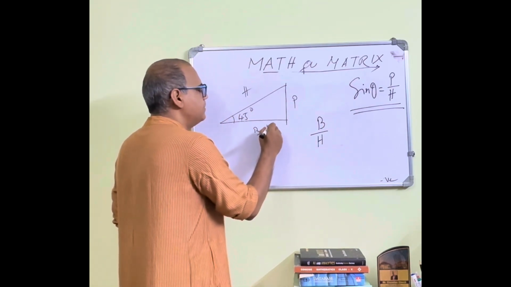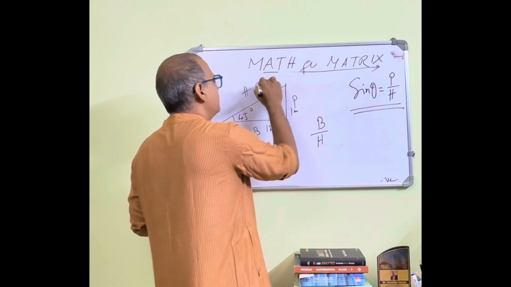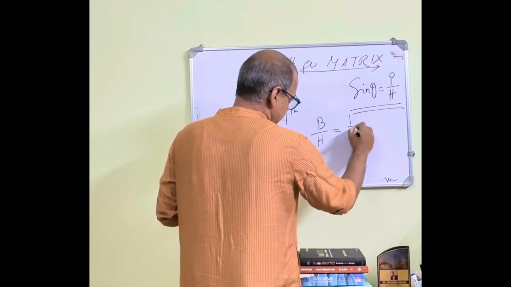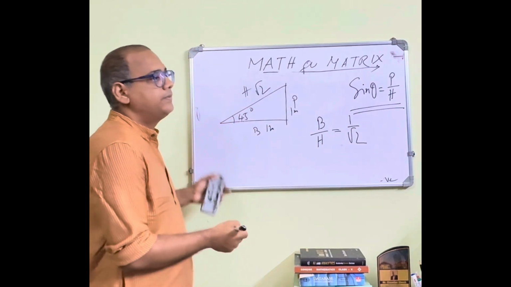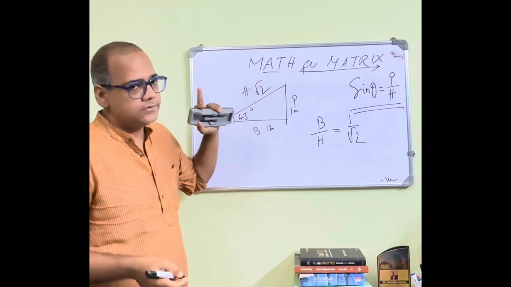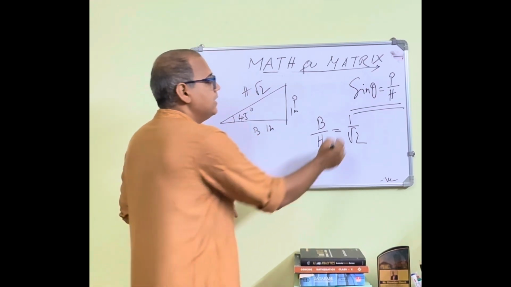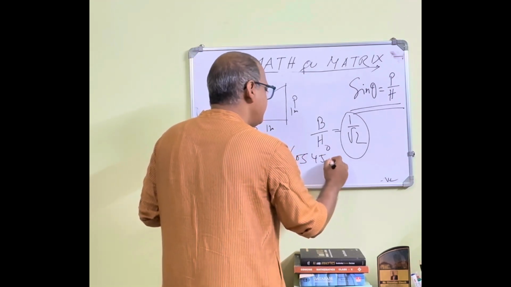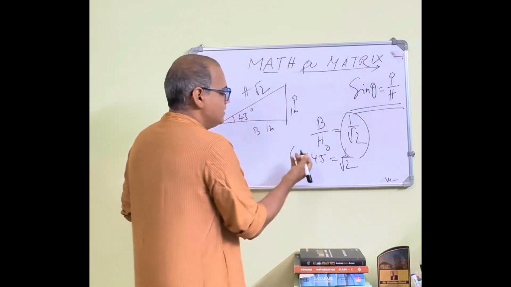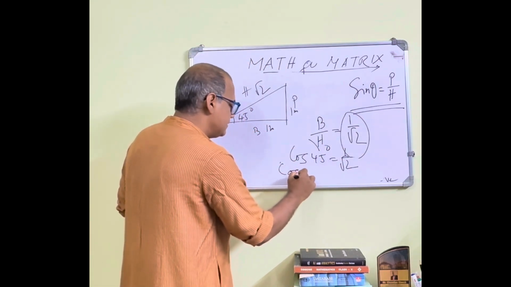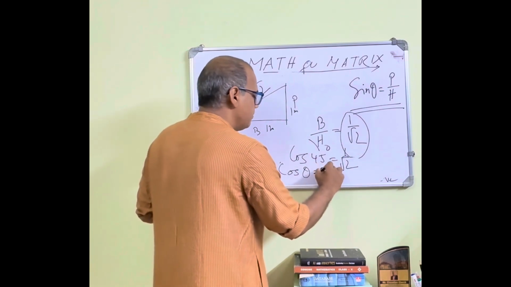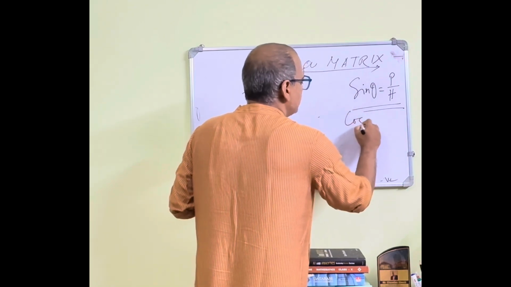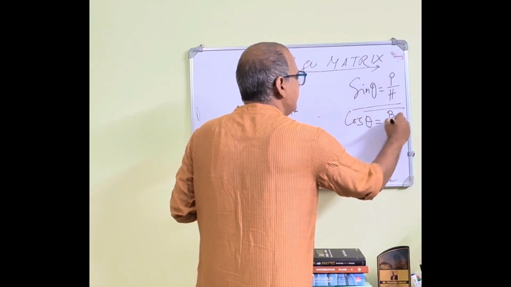Let's say I've taken it as 1 meter. So this is 1 meter, this is square root of 2. So base by hypotenuse also becomes 1 by root 2. If you perform this for a bigger triangle or even a small triangle, this ratio will remain unchanged, and which is denoted as cos 45 degree equals 1 by root 2. In general, with theta, cos of theta is base by hypotenuse.